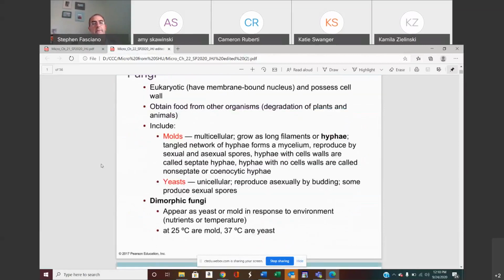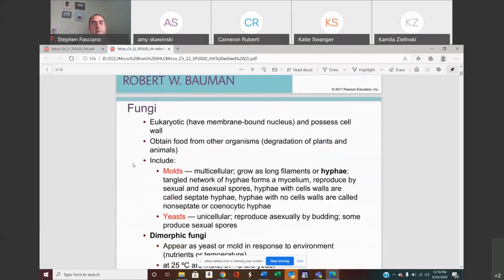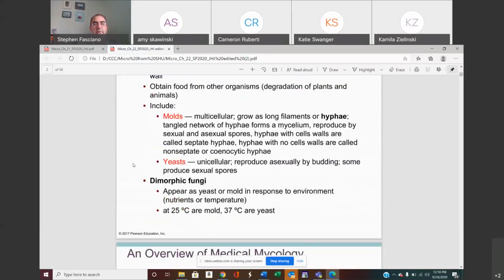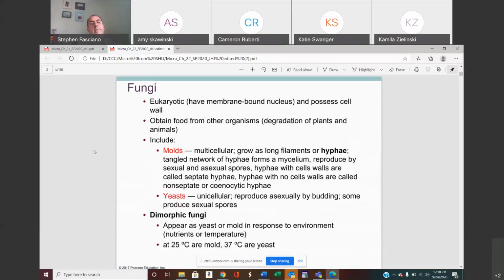All right, there we go. So fungi are eukaryotic, right? Which means they have a nucleus and they have a cell wall, which many bacteria have cell walls. They have to obtain food from other organisms. Most of them either degrade plants or animals. And they include molds and yeasts, okay? And molds tend to grow as filaments or hyphae, and molds are multicellular. Many cells make up a mold. They have these kind of long filament structures called hyphae, which are similar to plants.